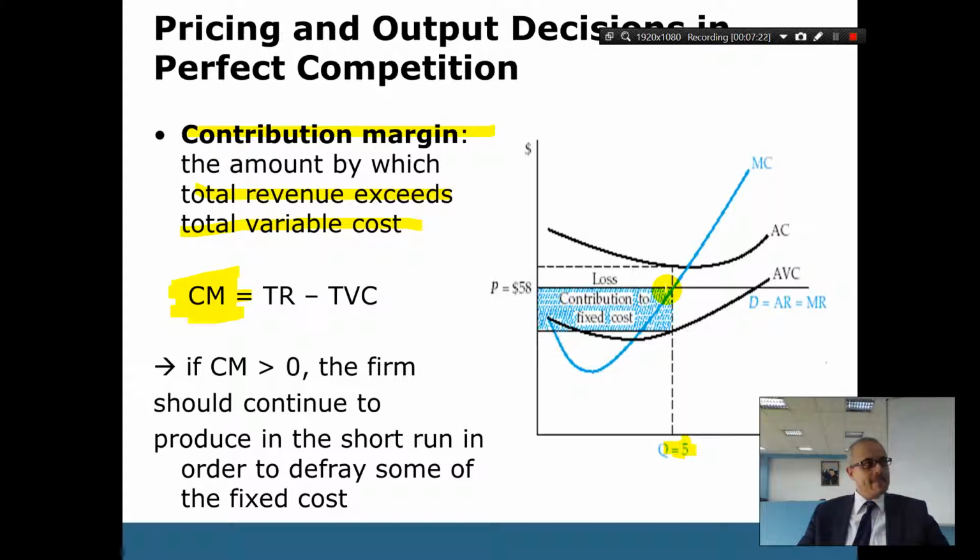Okay? Are you guys okay with this? Yes. Did you say yes, Hashim? Yes. I'll ask you a question. True or false? We produce 5 because the average cost is minimum here. Minimum where? Because average cost is minimum here, we produce 5. True or false? False. Hashim, why?